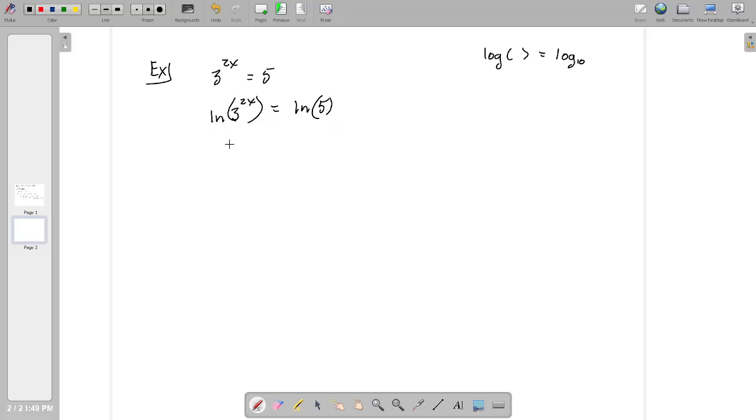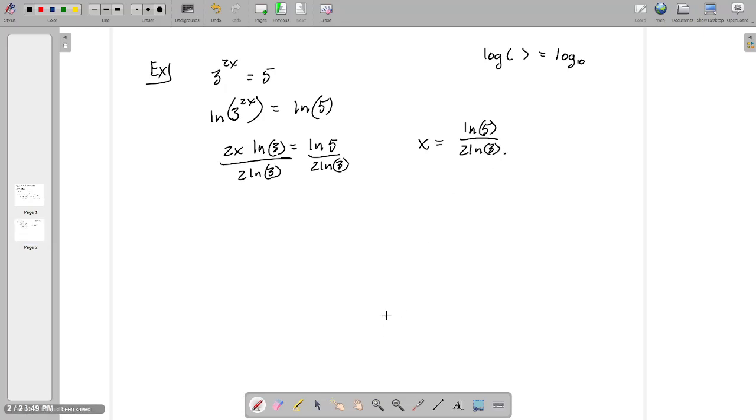This 2x can come down to the front. So we have 2x times ln of 3 is equal to ln of 5. Then we can divide by 2 ln 3 to isolate our x. We end up with x is equal to ln of 5 divided by 2 ln of 3. And that's our solution. Now, because ln is on your calculator, you can actually solve this in your calculator. But I'm not going to do that.